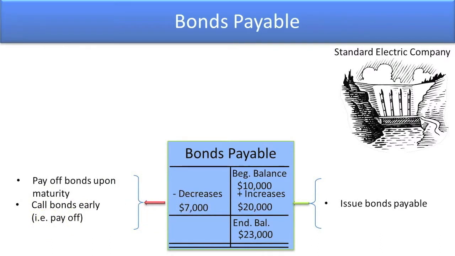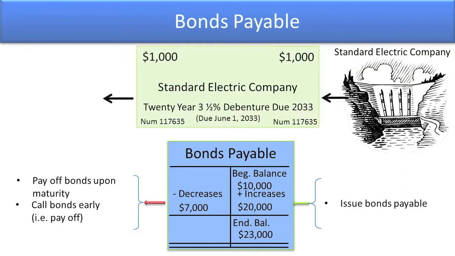In this example, we started the period with $10,000 in bonds payable. Then let's assume during the period that the company issued 20 $1,000 bonds. That would be 20 times $1,000, assuming they issue at their face value. That would increase bonds payable by $20,000.